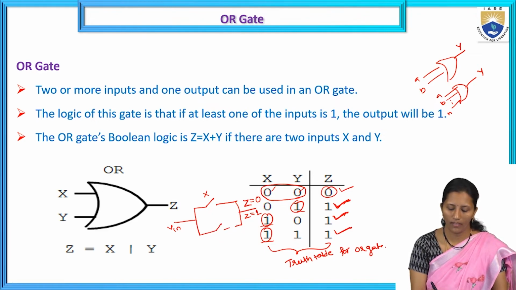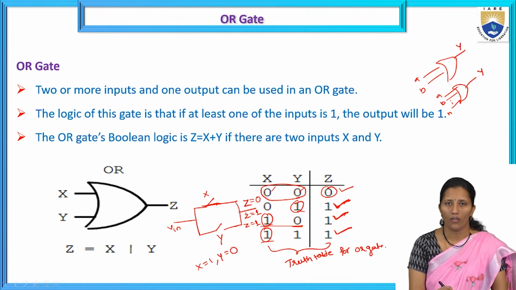For x is 1, that is nothing but x is closed and y is open, because in that case x is 1, y is 0. X is a closed switch if x is 1, y is 0 means an open switch. Then we are going to get output z equal to 1, because x is closed, whatever voltage we are applying will go to the output. And if both inputs are 1, so both switches are closed, then we are going to get output 1.